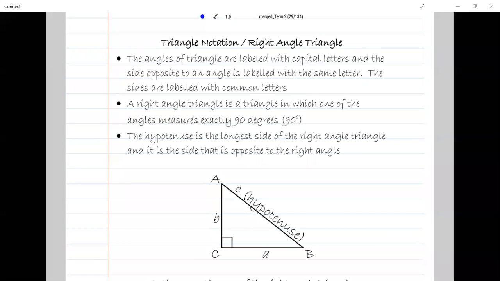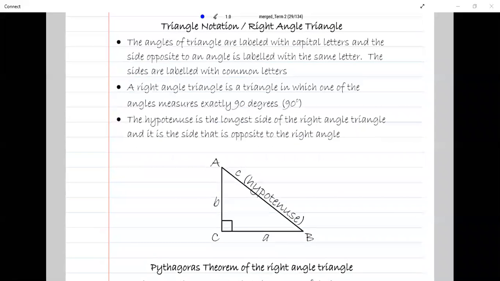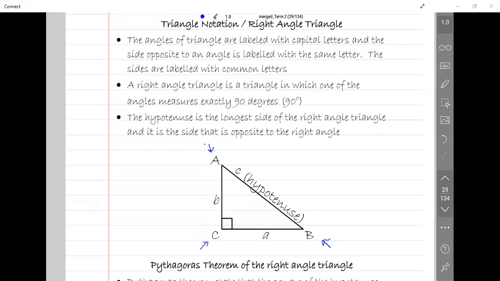angle is labeled with the same letter, and the sides are labeled with common letters. So the angles are labeled with capital letters. I'm looking at it. Here we have a triangle, a right angle triangle, and all the angles, angle A here, B here, C. The angles are labeled with capital letters. Capital A, capital B, capital C.